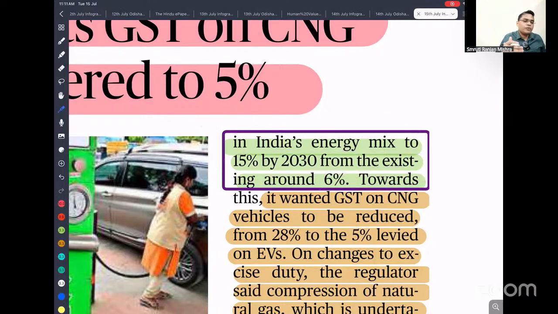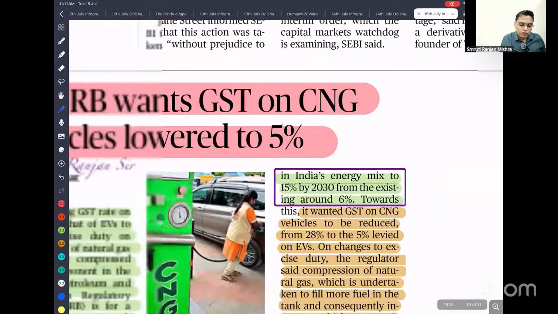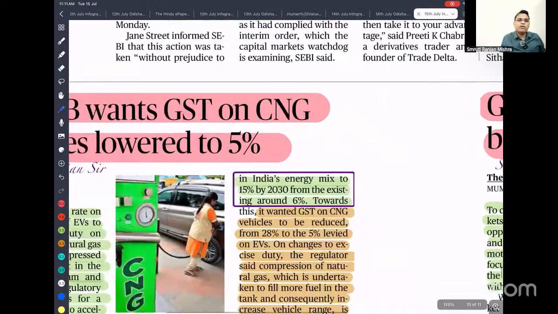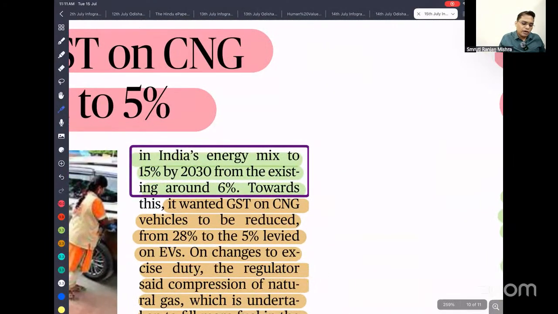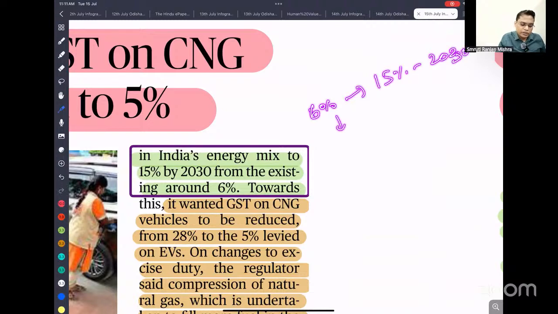If you have to write something like what kind of steps the government has taken to improve consumption of renewable energy, or rather what kind of steps we have taken to protect our environment, we can talk about the government planning to improve our natural gas share from the current level of 6% to 15% by 2030.